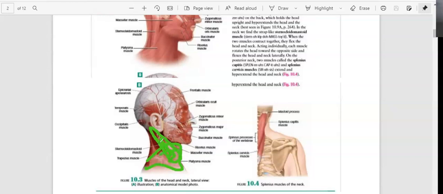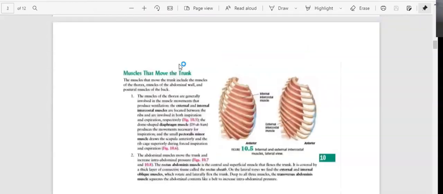In the back of your neck, you're going to have these muscles right here, which are going to be the splenius capitis. Splenius capitis in there. That is going to help us obviously move the neck and the back in particular. We scroll down, going from our head down into our thorax. We went from our head to our neck. Now we go to the thorax.